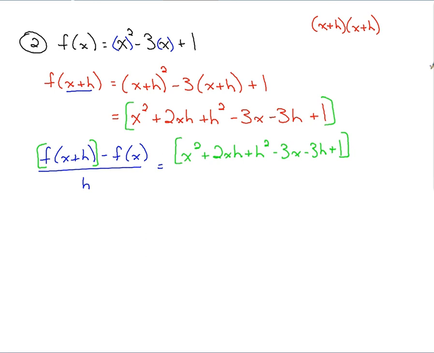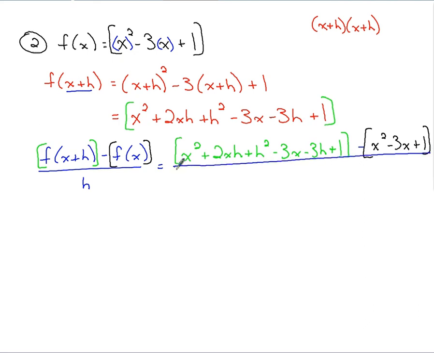We are subtracting basically the original function, right? We're subtracting f of x. So f of x was x squared minus 3x plus 1. Make sure we group it properly because we have to distribute that negative through. That is all over h. We've got that all set up. Distribute your negative. Carry that minus through. Now we collect like terms.